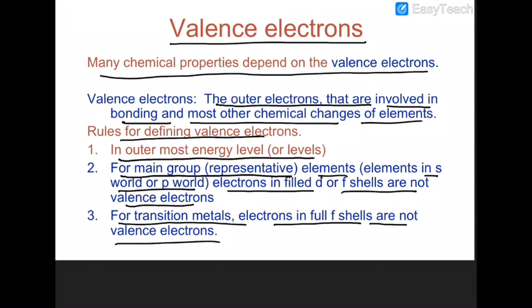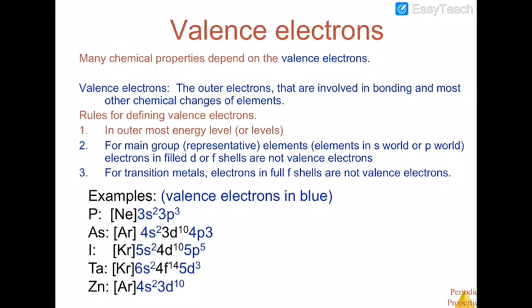Clear? Similarly, in case of transition elements, (n-1)d and ns electrons are taken as valence electrons. I think we have discussed that particular point in our second lecture, that is the properties of the various groups. Many chemical properties depend upon valence electrons.